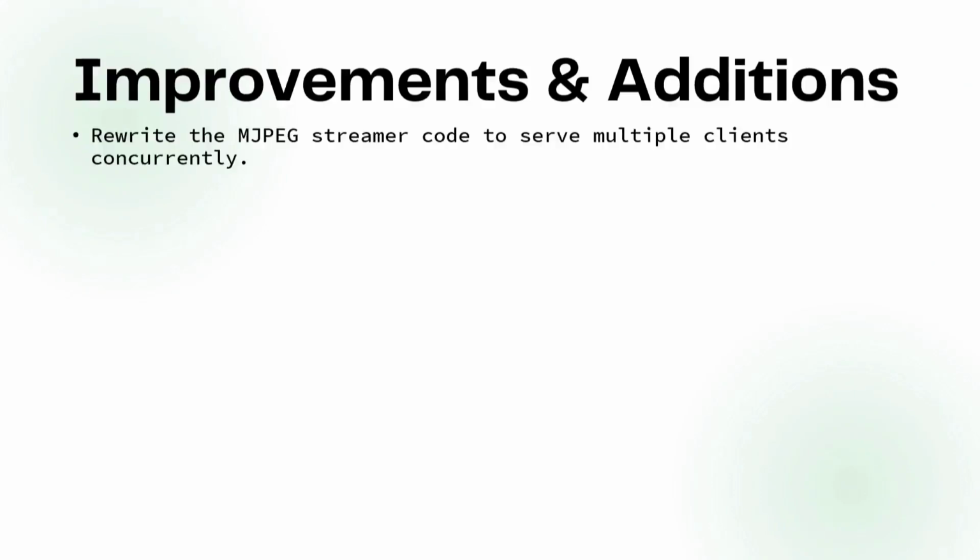Project summary. So finally, let's conclude this project with some observations. Our project was a success. We were able to implement all the project requirements stated in the proposal. However, there is still scope for improvement. We list a few improvements and additions here. The current MJPEG streamer can serve only one client at a time. Rewrite the code to serve multiple clients concurrently.